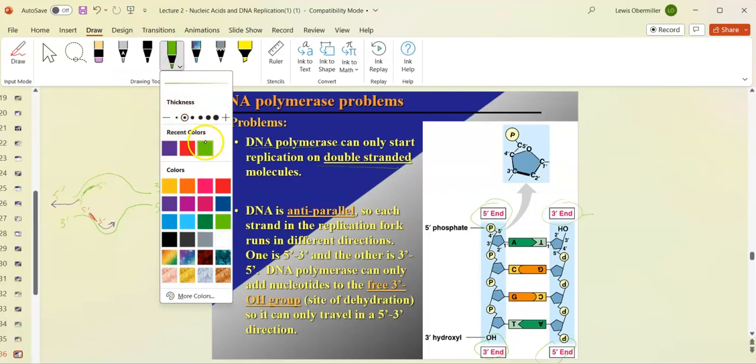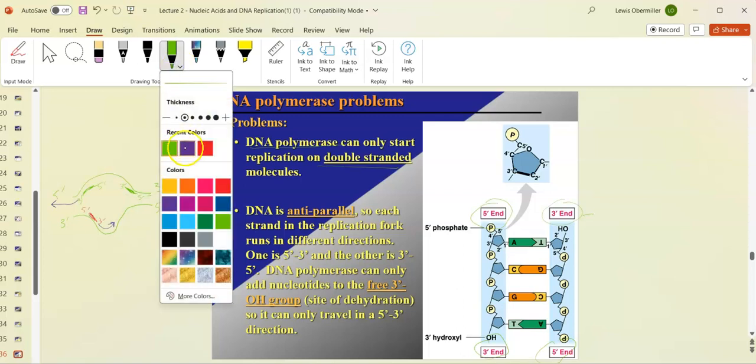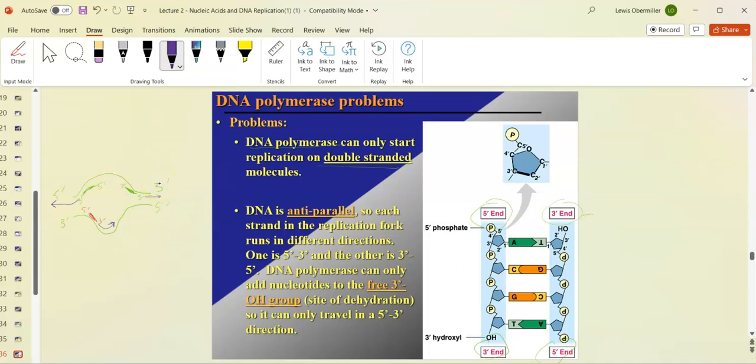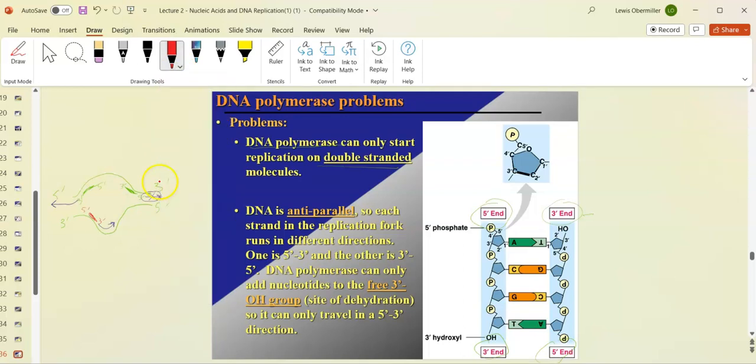So if this is 3', then this is 5'. Let's prime it on this side. If this is 3', this is 5', right? And this one's 3'. So we could not, on this strand, go this way. On the other strand, right, the lower strand, we prime this here, right?